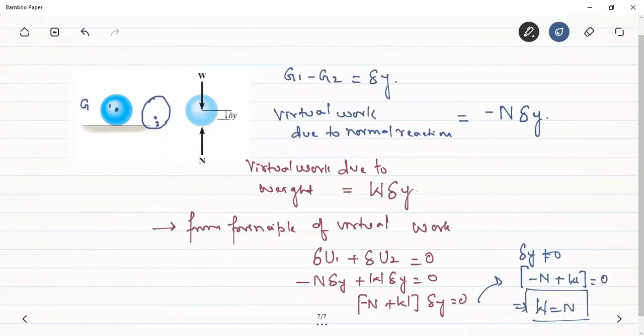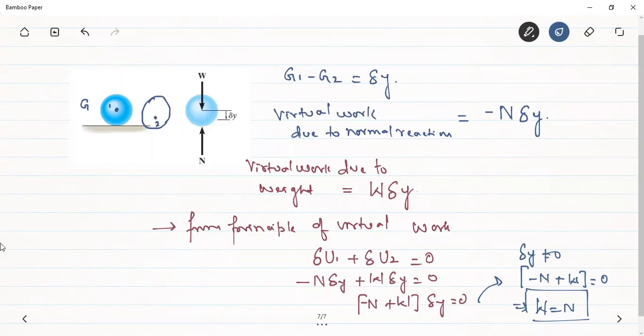So this is simply from the equilibrium. Although you might ask what is this method of virtual work, why is it hectic? But it will be quite useful when we study systems of rigid bodies. We are going to study two or three rigid bodies in connection with each other, and there it will be quite helpful. So these are just the basic concepts.